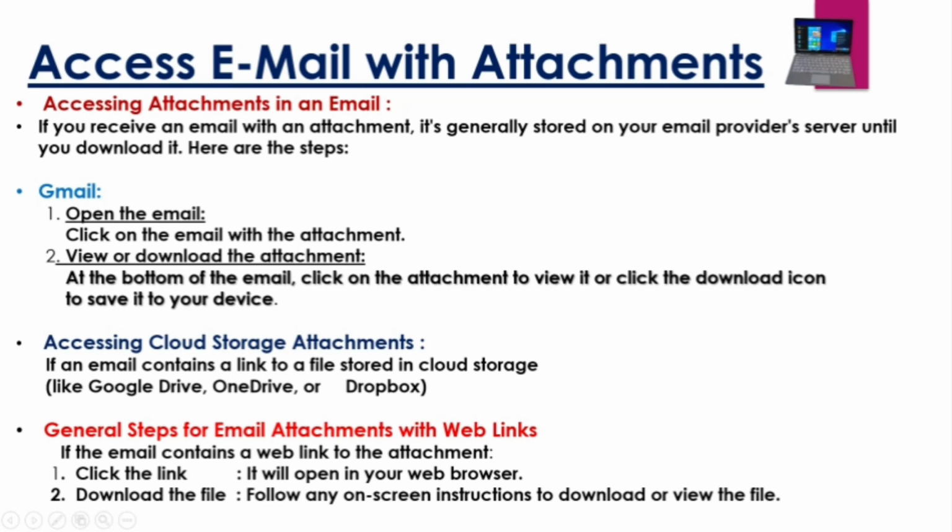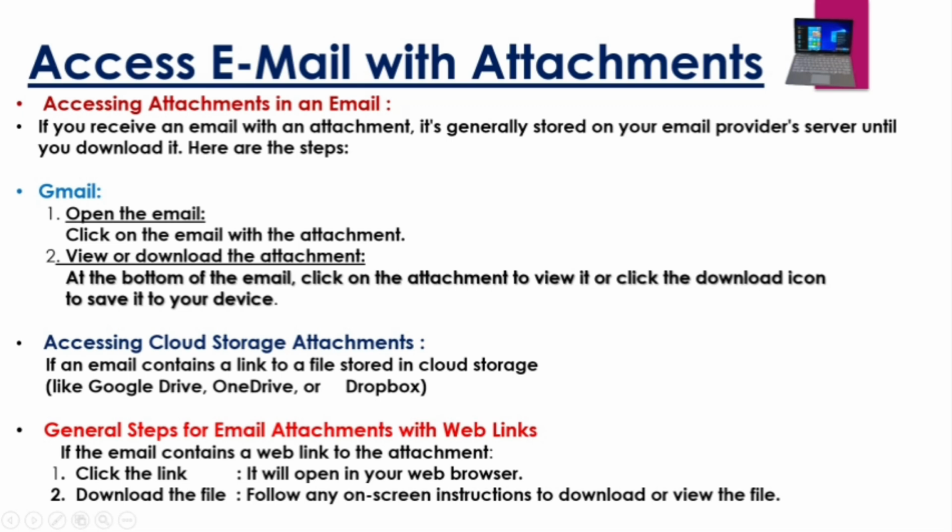1. Open the email. Click on the email with the attachment. 2. View or download the attachment. At the bottom of the email, click on the attachment to view it or click the download icon to save it to your device.